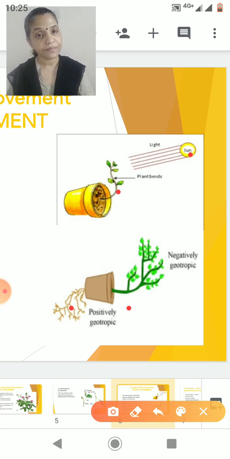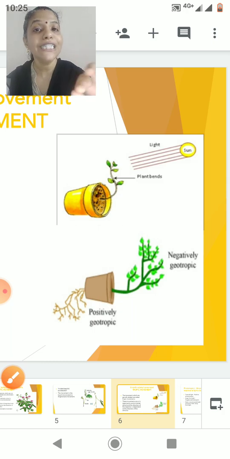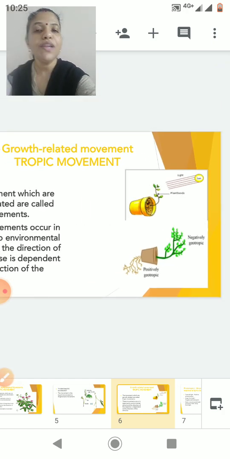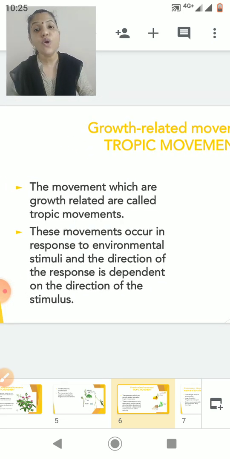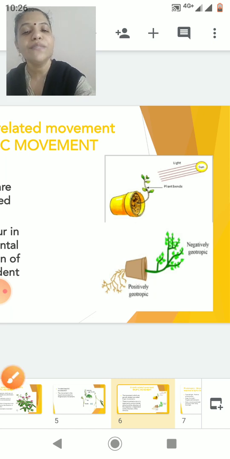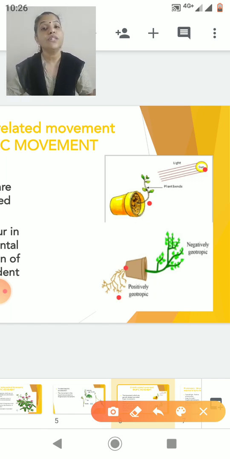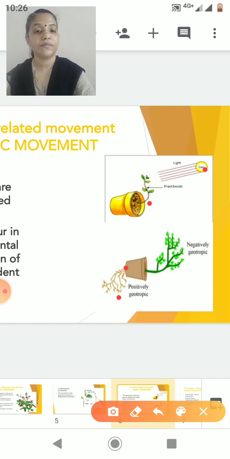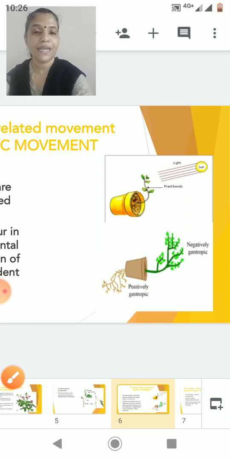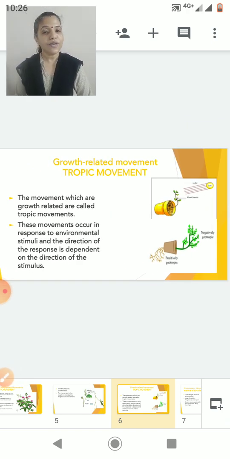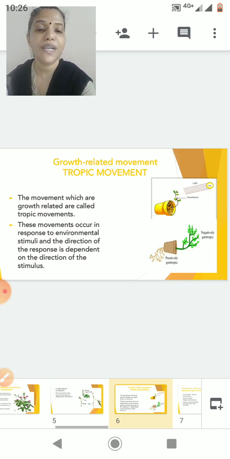So geotropic. Okay. So now let's see the tropic movements. Those are the examples of tropic movements in general. Individually we will deal with it. The movements which are growth related are called tropic movements. This movement occurs in response to environmental stimuli. We discussed a series of stimuli, and the direction of response is dependent upon the direction of the stimulus, which we already saw in this picture, that the stem is moving towards the direction of light, and you can see the root is moving towards the gravity or the earth. So it is moving towards a stimulus. Now let's see the next slide. This is just an introduction to the tropic movement. Now individually we will study the different types of tropic movements.